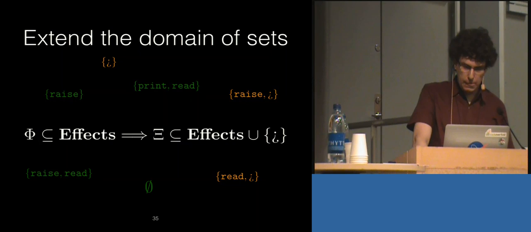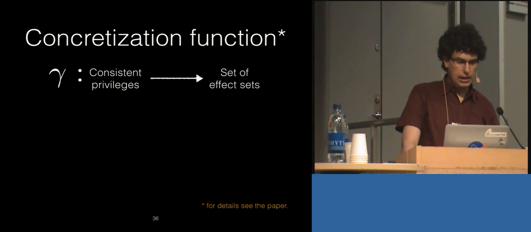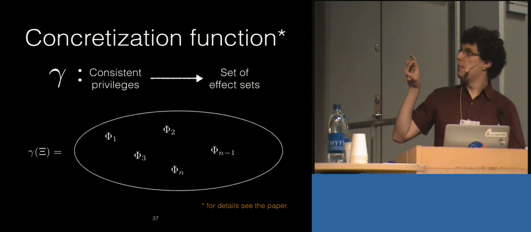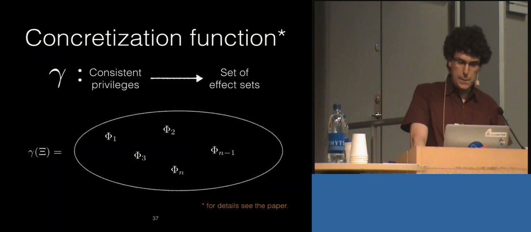So what does this intuition mean? We use from abstract interpretation the notion of a concretization function. We define this notion of unknown effects with a function that maps from this domain of cosines to the domain of phis. What it does is map a cosine that has unknown information to the set of the feasible sets of side effects that might actually be generated at runtime. And if you want more details of how this function is defined, it's in the paper.